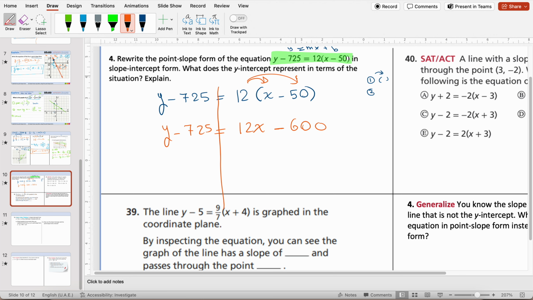Then in slope intercept form I have y equals mx plus b. So y equals directly. We don't have something next to it. So I want to get rid of this by adding 725 to both sides.